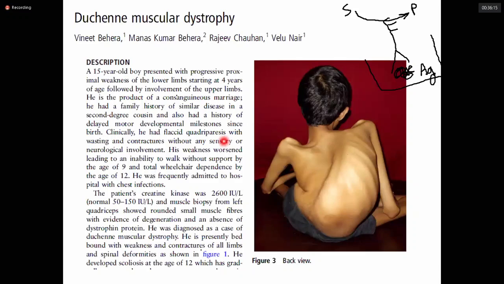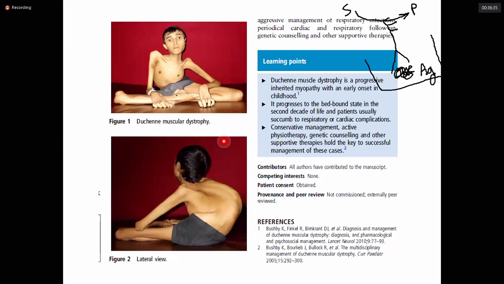skeletal muscle structure. And as a phenotype or manifestation of the disease, this paper is describing such a condition. It's just a case report of an individual with Duchenne muscular dystrophy. He is 15 years old, and you can see the deformity of the body itself due to the destruction of the muscles because of the deficiency of such dystrophin protein.